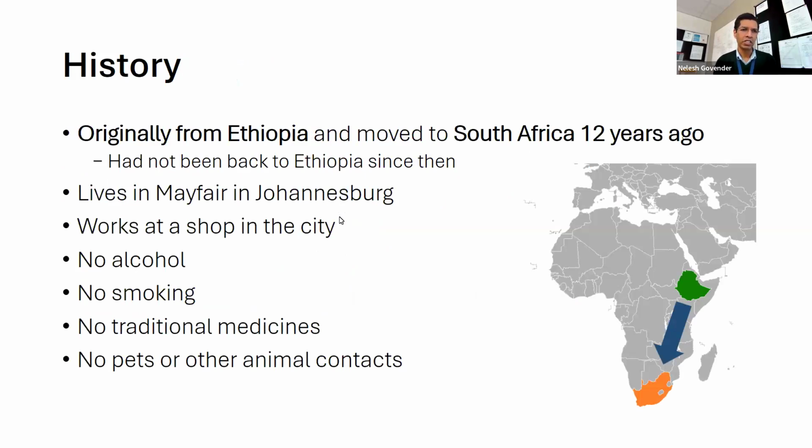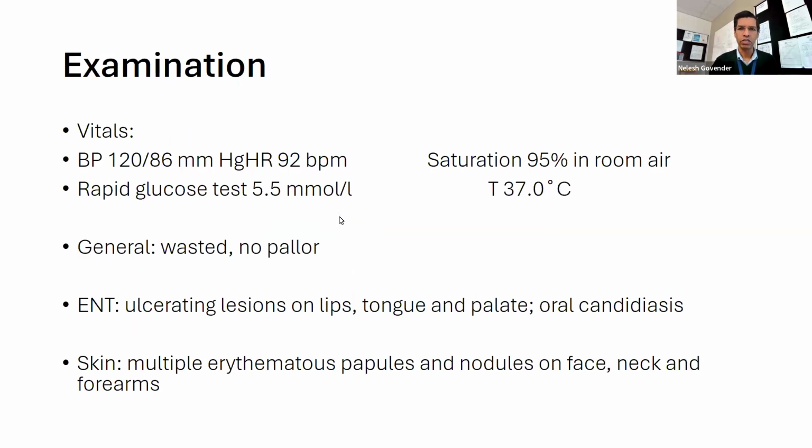He lived in Mayfair in Johannesburg and worked at a shop in the city, and he had no other relevant habits. No pets, no animal contacts. And really on examination, the major features were that he was wasted, and he had these ulcerating lesions on his lips, tongue, palate, as well as oral thrush, and multiple erythematous papules and nodules on his face, neck, and forearms.